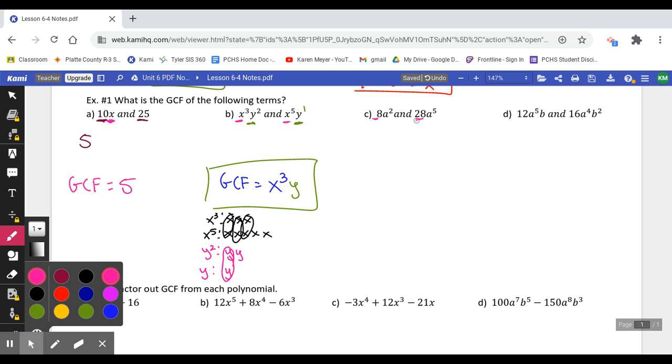Here, let's talk about coefficients. 8 and 28. What is the largest thing that goes into 8 and 28? And hopefully everybody says 4. And then we can look at the a's. We have a to the 2nd, a to the 5th. So go with the lowest exponent, which would be a to the 2nd.